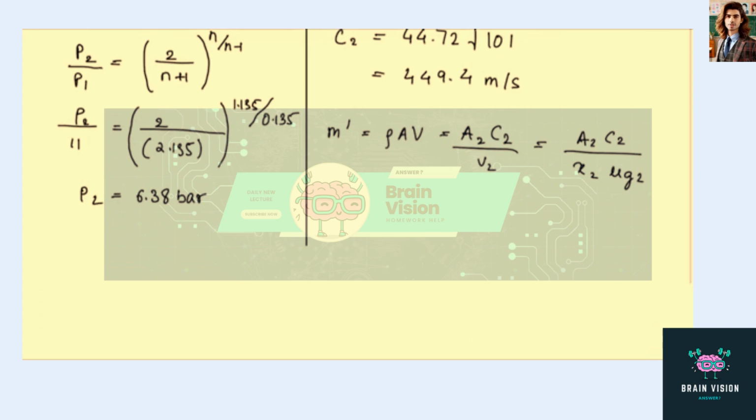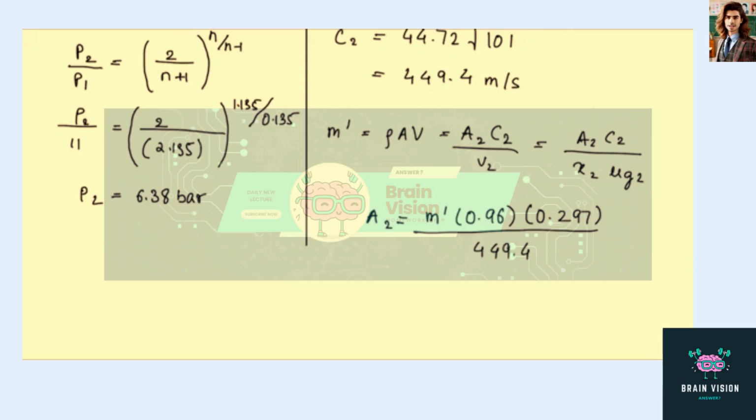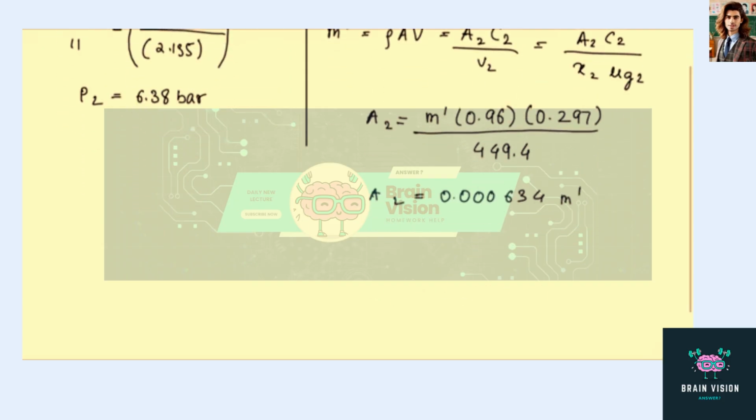or we can write down here A2 to be equal to m dash multiplied with 0.96 multiplied with 0.297 divided by 449.4, that is on solving equal to 0.000634. Now here, and it will be m multiplied with m dash.